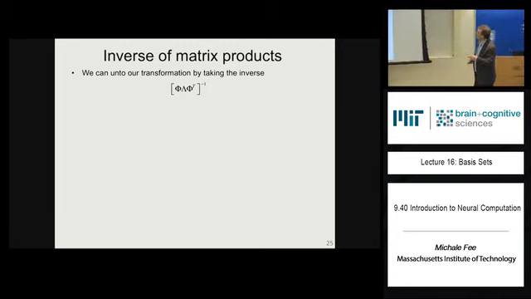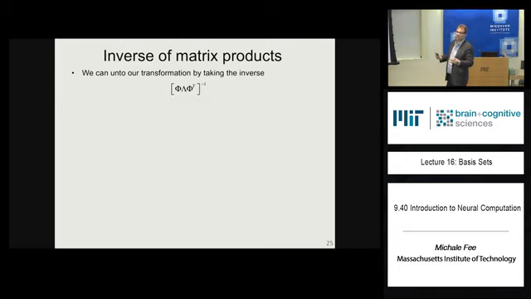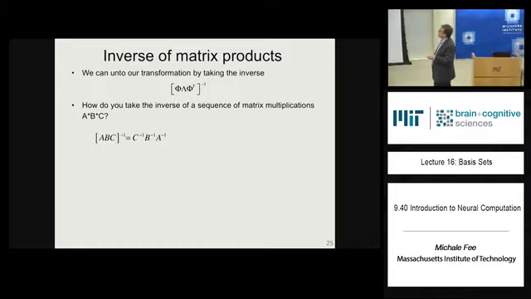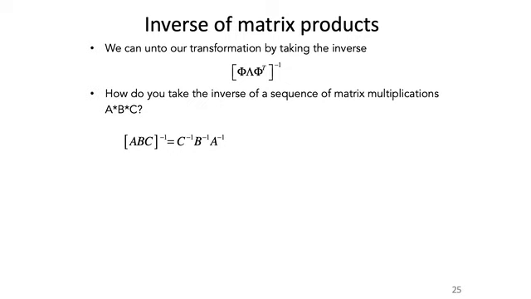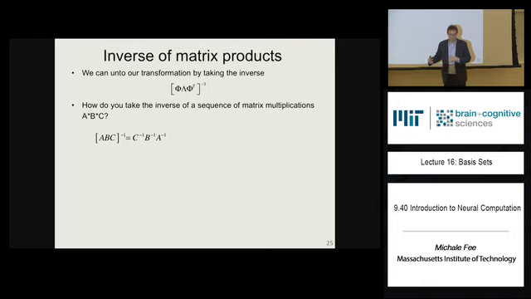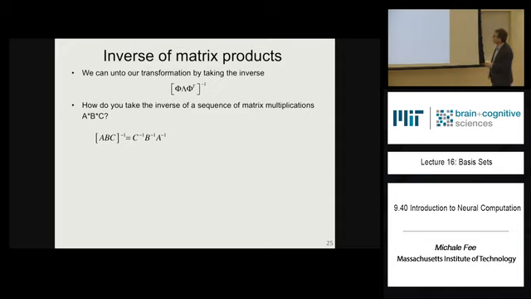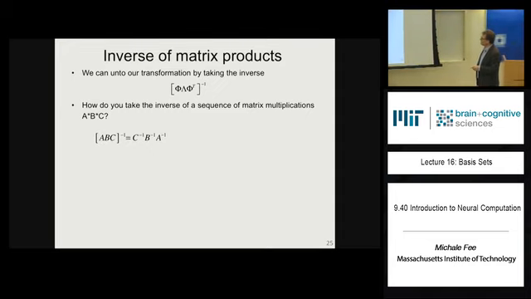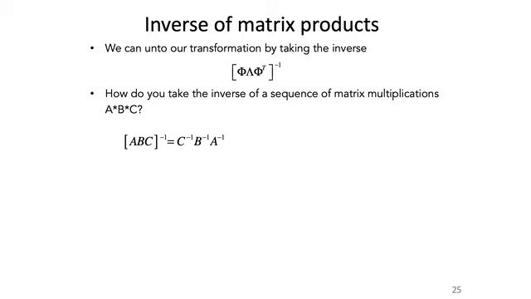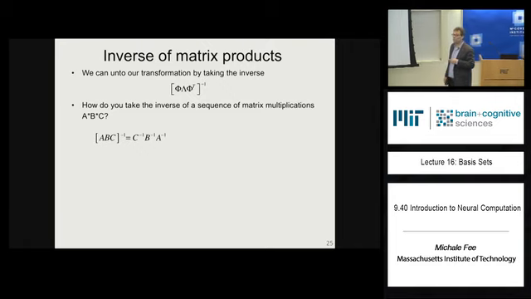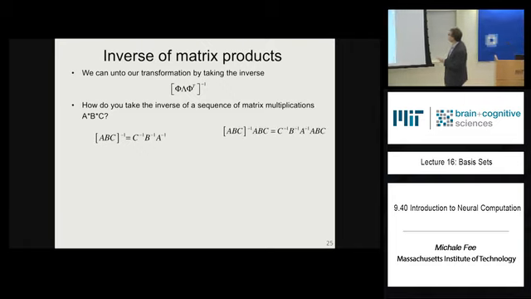If we want to take the inverse of a product of 3 matrices, it's again a product of 3 matrices. It's a product of the inverse of those 3 matrices, but you have to reverse the order. So if you want to find the inverse of matrix A times B times C, it's C inverse times B inverse times A inverse. And you can prove that that's the right answer as follows.